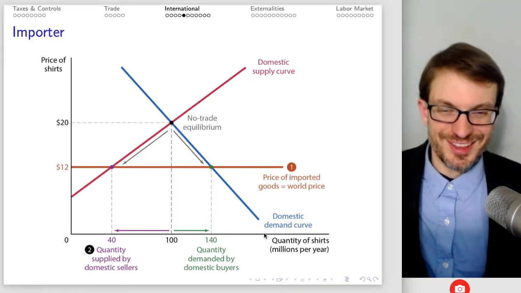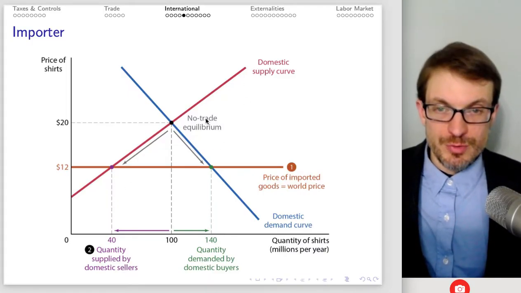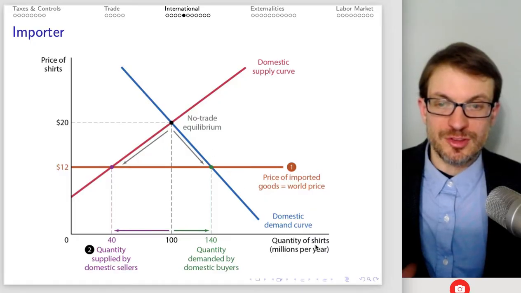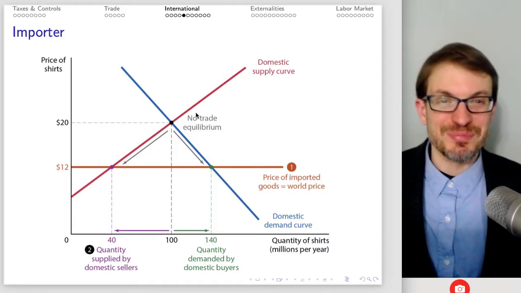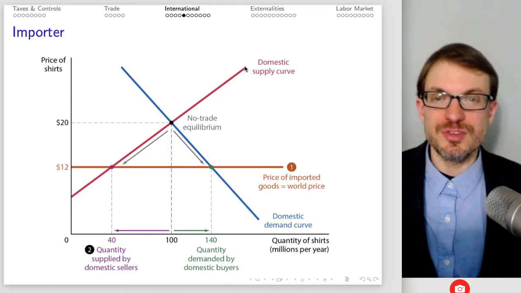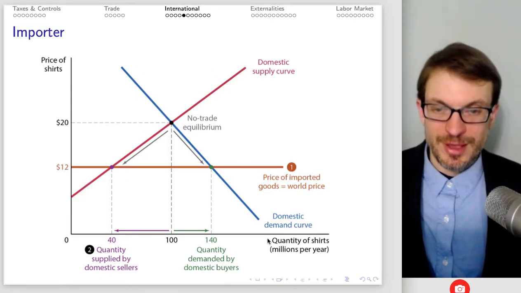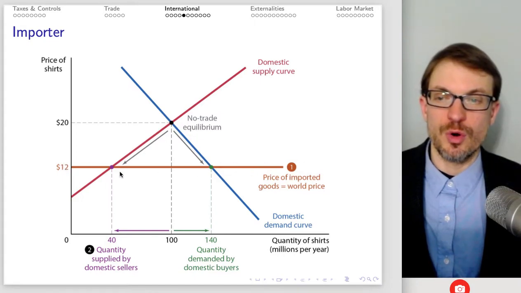Okay, so this is a shirts market. Remember, here we have the domestic supply curve, and here we have the domestic demand curve. One of the key mistakes that people tend to make is trying to shift the domestic supply curve when introducing trade. No. The supply curve is domestic supply, and the domestic demand curve is our demand curve. When we introduce the world price, we just think of that as horizontal at whatever that price is. So, no shift.